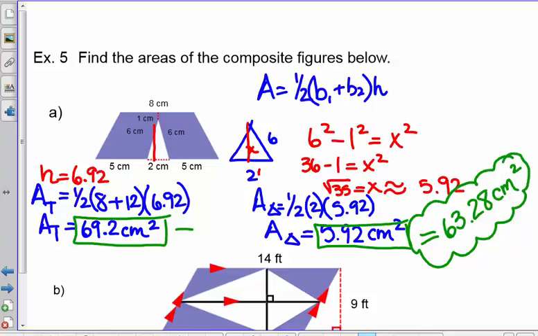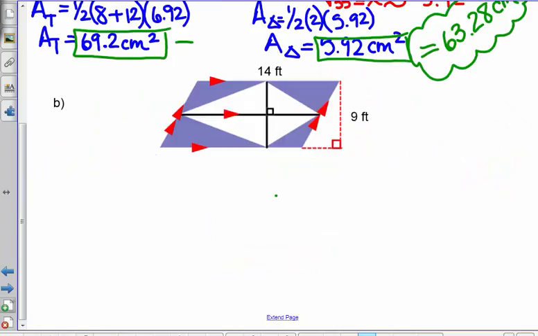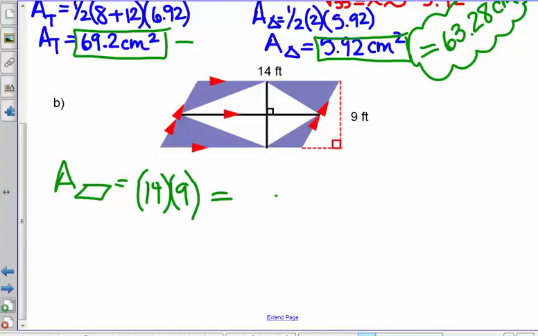Okay. This next one is much easier because it has a height. So I have a parallelogram. The parallelogram, remember the area for a parallelogram is just base times height. This is my base, this is my height. So 14 times 9, which is 126.